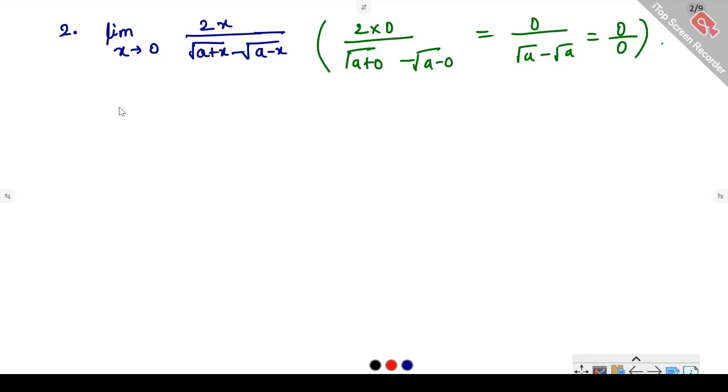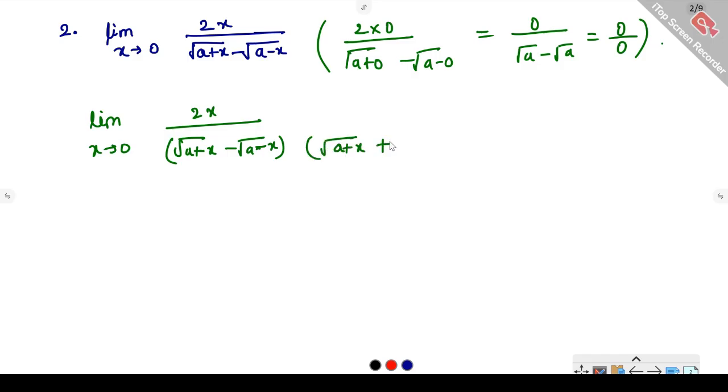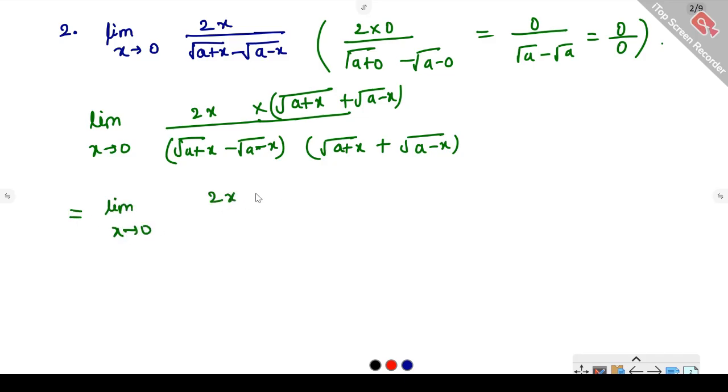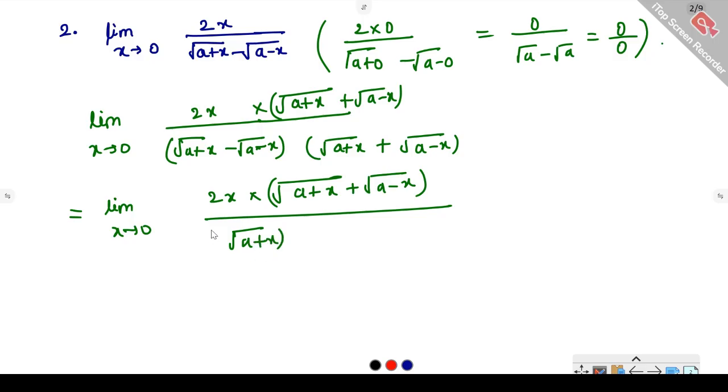Now we multiply by the conjugate of this denominator. So the conjugate of this denominator is the square root of a plus x plus the square root of a minus x, and again in the numerator the square root of a plus x plus the square root of a minus x. So this is limit x tends to 0 of 2x times under root a plus x plus the square root of a minus x over the square root of a plus x whole square minus the square root of a minus x whole square.